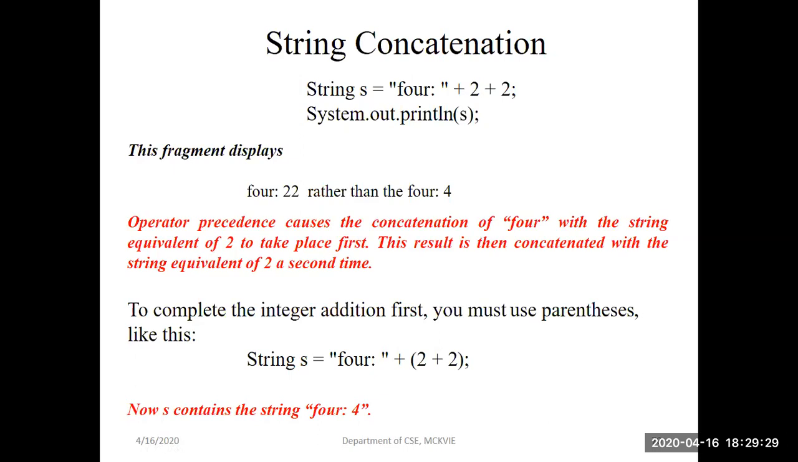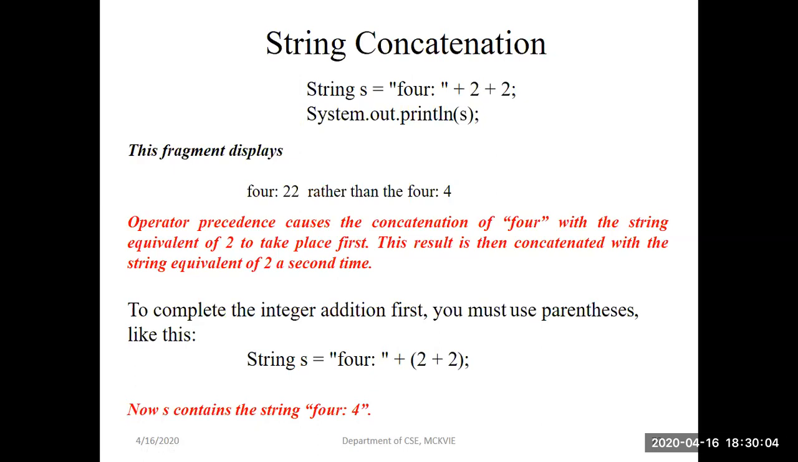Let me help you understand this concept. When you are using a concatenation operator between a string and some other data type, say an integer, what is the result? The result is a string itself. So when you do the concatenation operation between this 4 and 2, you will get 4 2. This 4 2 is nothing but a string.